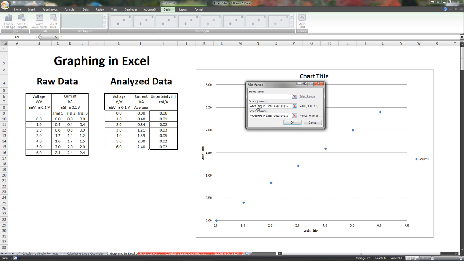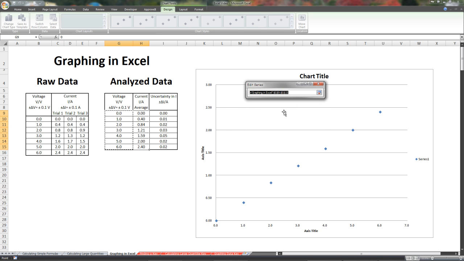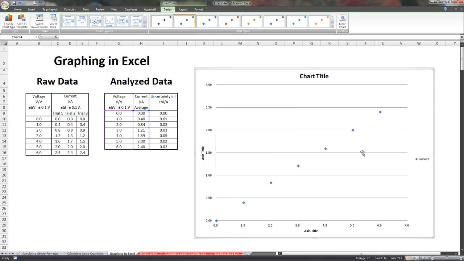And then it says to find the X values. Well, the X values are our independent variable. And if you notice, it's already highlighted those. So if I were to highlight those myself, once again, it fills it in. Then I can click on this again, on that symbol, and highlight my Y values. And it populates it. Click OK, and then click OK again, and then it puts all of my data on my graph.